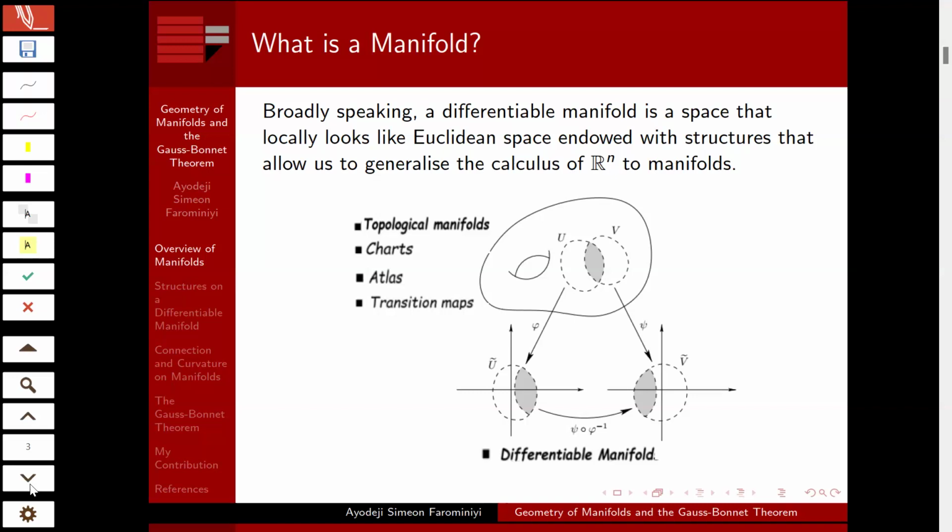But the interesting manifolds are differentiable manifolds. Again, broadly speaking, differentiable manifolds are topological manifolds that are endowed with some special structures that allow us to generalize the calculus we know of Rn to manifolds. So a differentiable manifold is a topological manifold that we have endowed with some important structures. And to graduate from a topological manifold to a differentiable manifold, we need to look at transition maps.